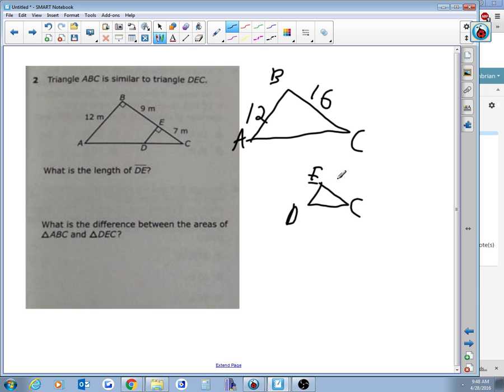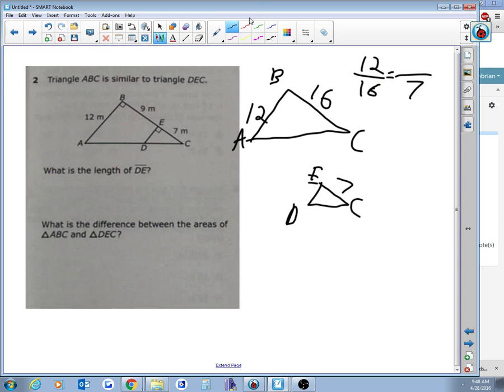And this is 7, and we're looking for DE. Okay, so there's a few ways we could set this up. We could say short over long of this one, so 12 over 16 would equal short over long of this one? We don't know. DE over 7. Okay, we can set it up like that.